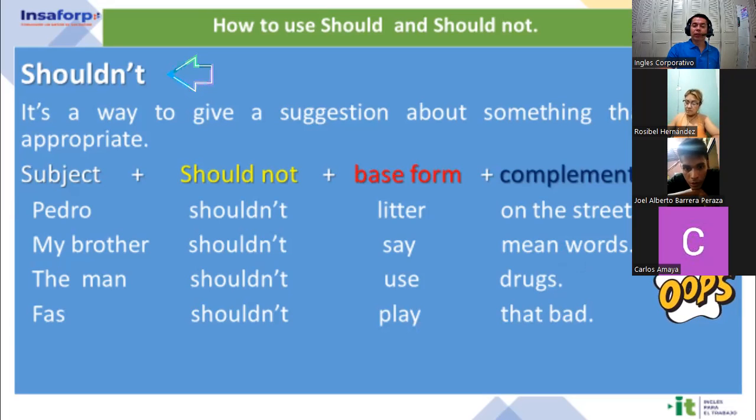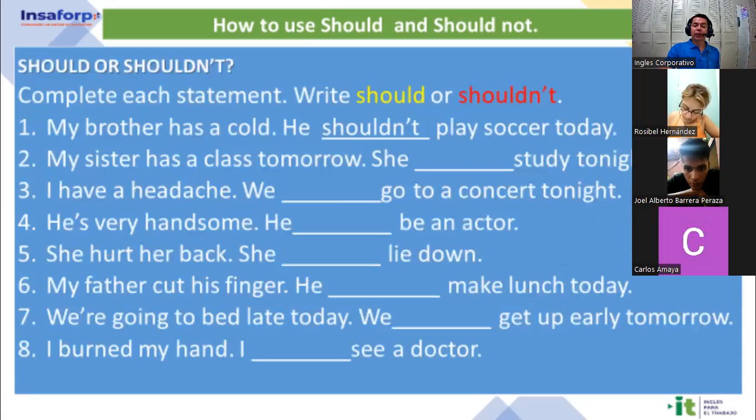Okay. Let's continue. Now we're going to say should or shouldn't. My brother has a cold. He shouldn't play soccer today. Because you're sick, you have a cold, you shouldn't. No debería jugar fútbol. Good. That's it.